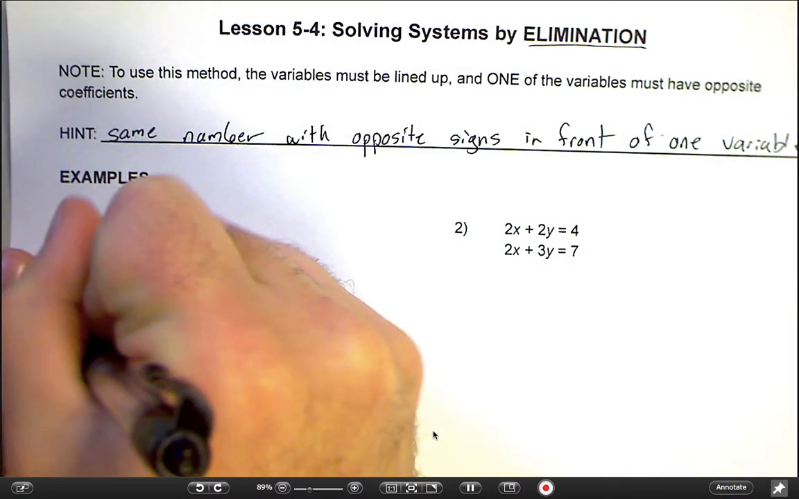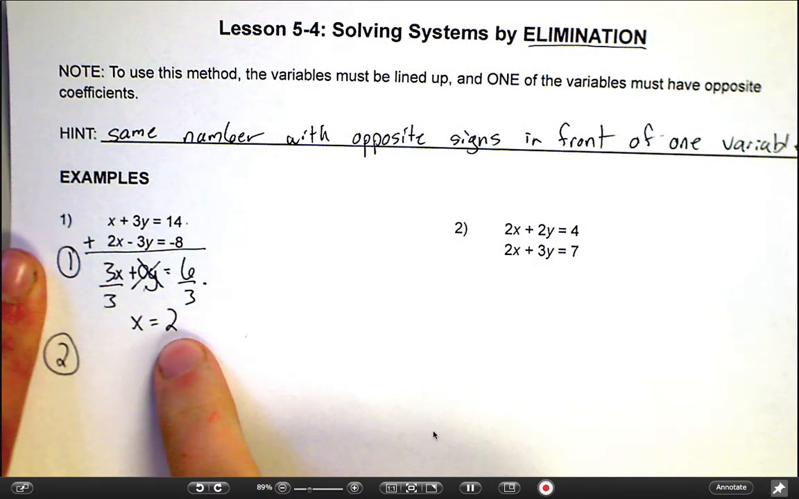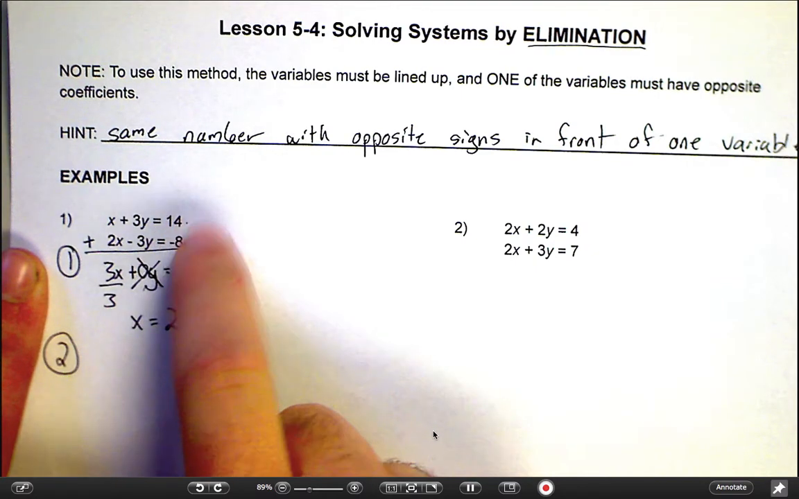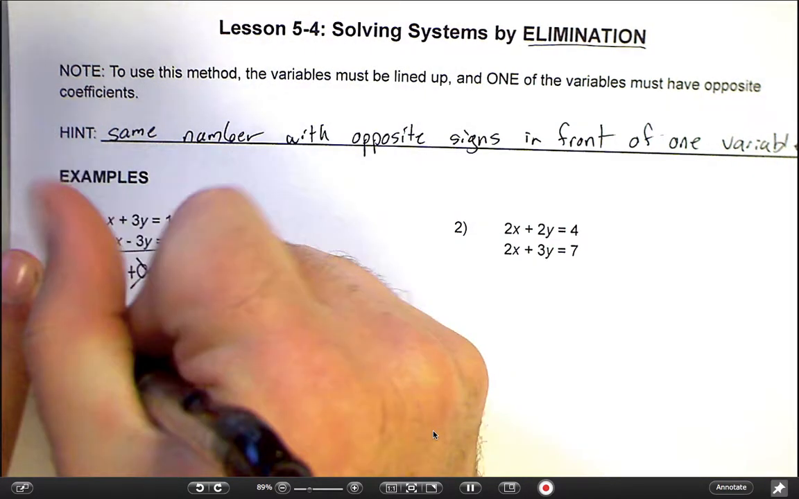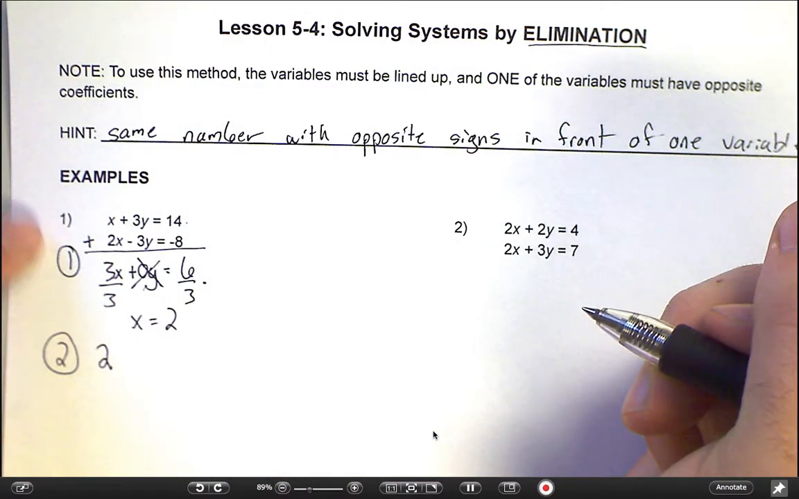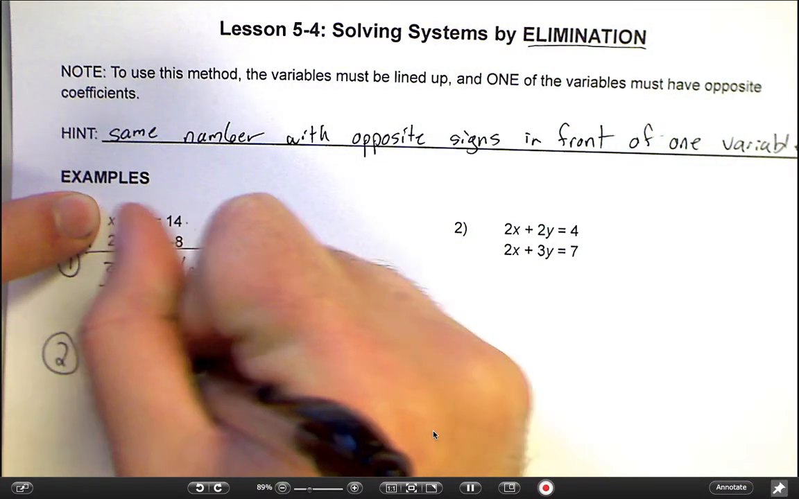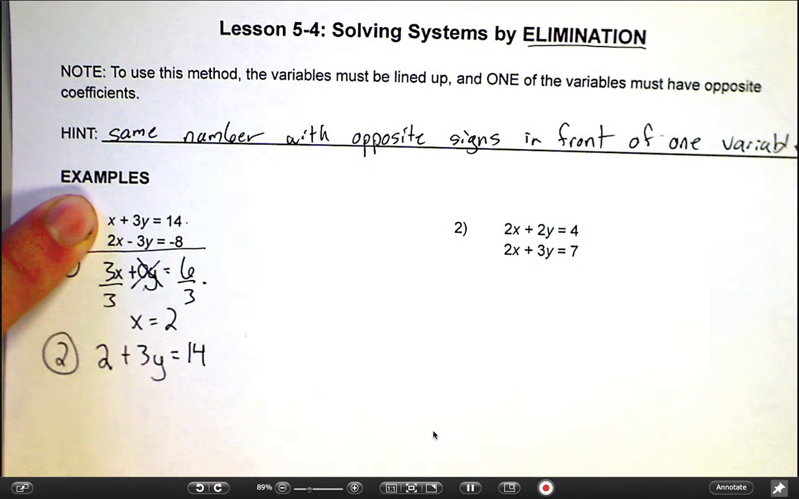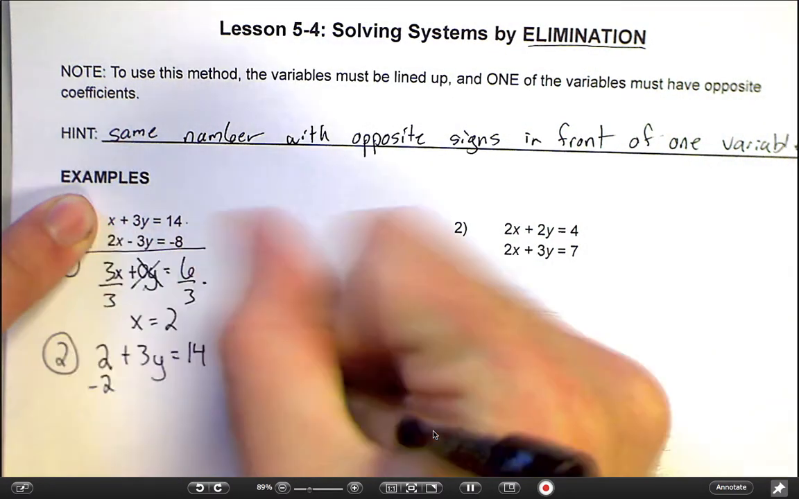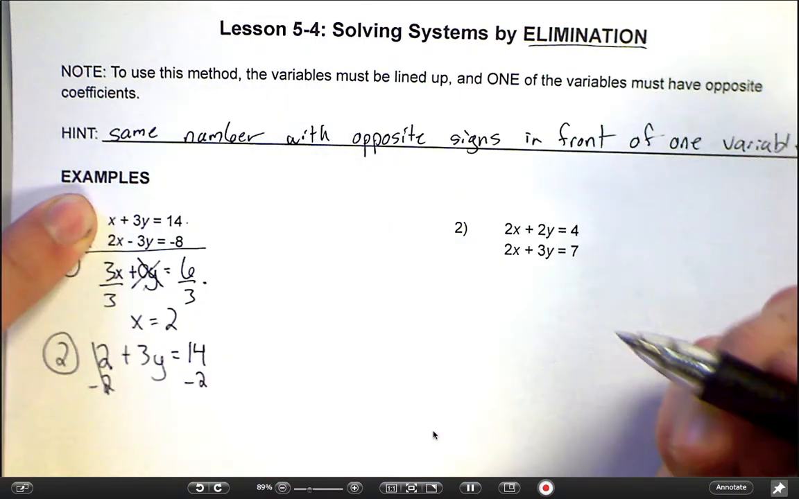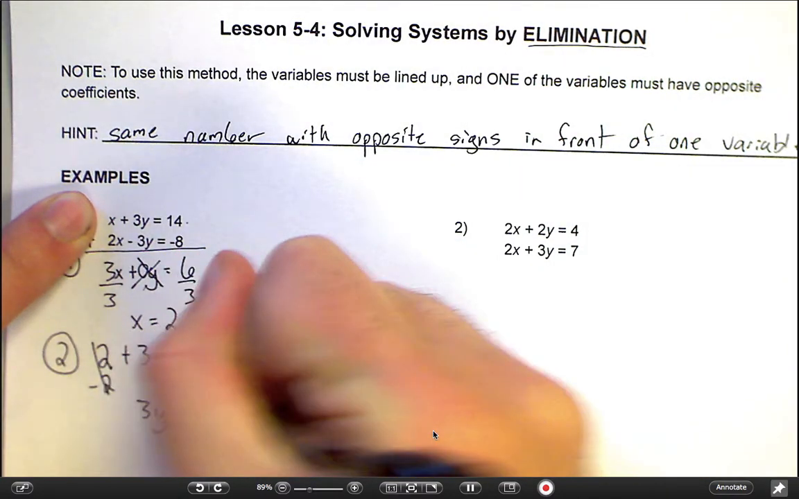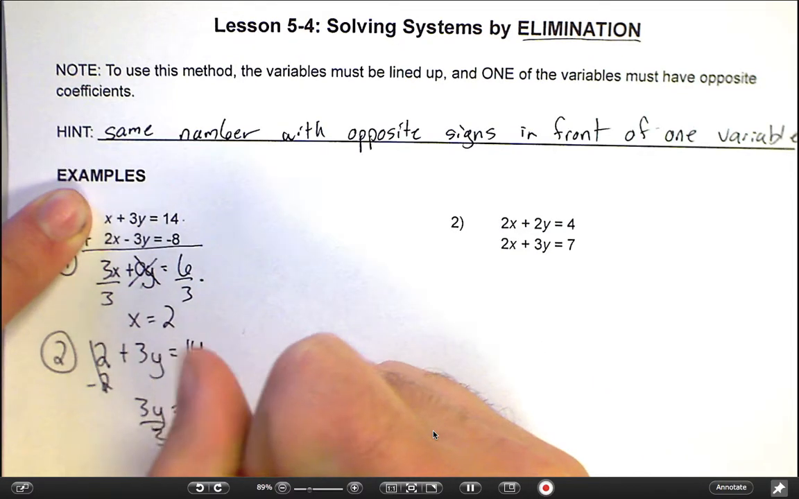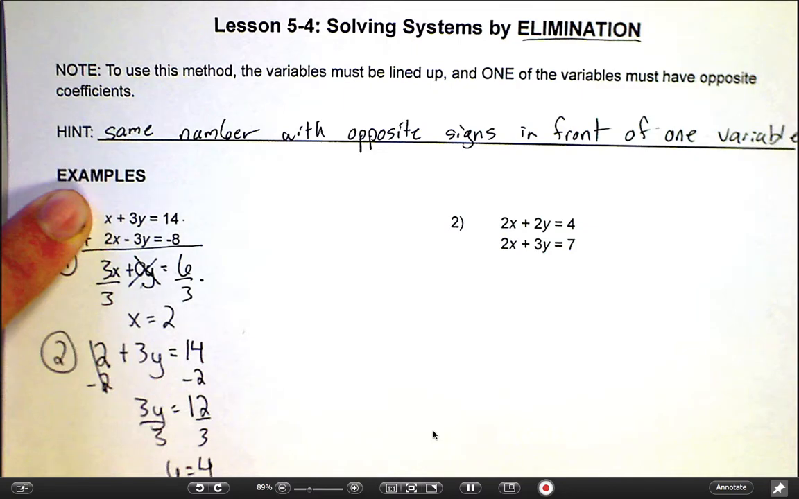To get the second one, I'm going to do the same thing we did with substitution. I know one of my two variables now. I can plug it back into one of my two equations and solve for the other one. So I'm plugging 2 in for x, and I'm going to go into the first equation here, 2 plus the 3y is equal to 14. Okay, from there I can subtract my 2 from both sides. Our 2's will cancel. I have 3y is equal to positive 12. Divide by your 3 and divide by your 3. y is equal to 4.